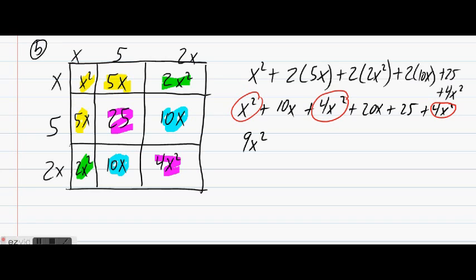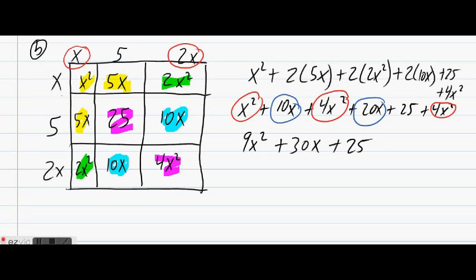And then let's look at the x terms. 10x plus 20x gives me 30x, plus 30x. And then that last term, the constant of 25. Now, is there a way that we could have gotten this a little bit easier than having all those terms? I'll let you think about it, but hopefully this little hint would help you.